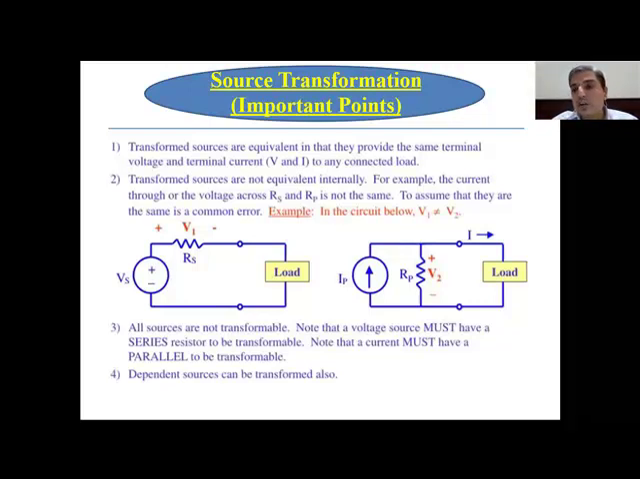All the sources are not transformable. Note that a voltage source must have a series resistor to be transformable. I just told you that the voltage source just needs a series resistance. If we get a parallel resistance in between the voltage source and series resistance, it cannot be transformed. Similarly, the current source must have a parallel resistance to be transformable. In the previous slide, I discussed the same thing. If we get a series resistance in between the current source and parallel resistance, again it cannot be transformed. And dependent sources can be transformed also.